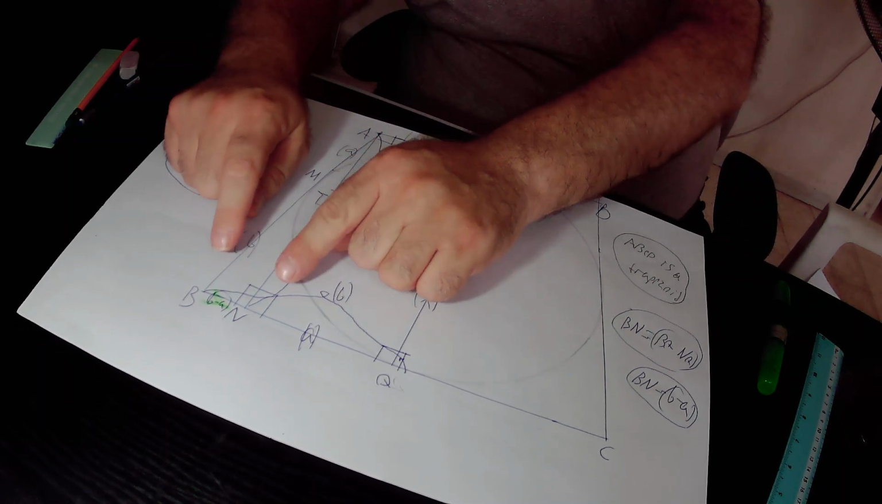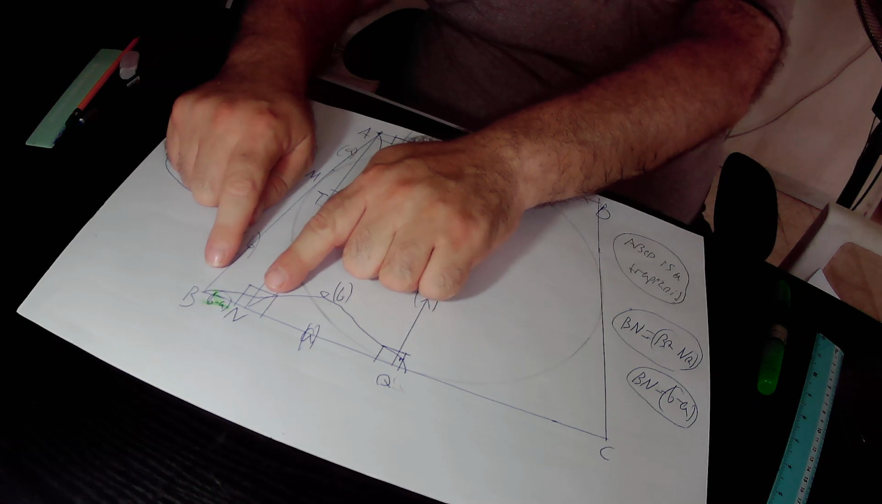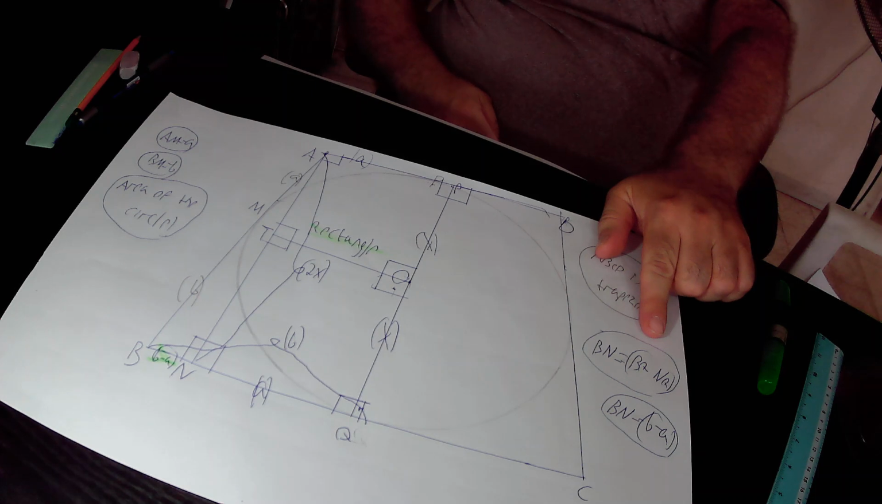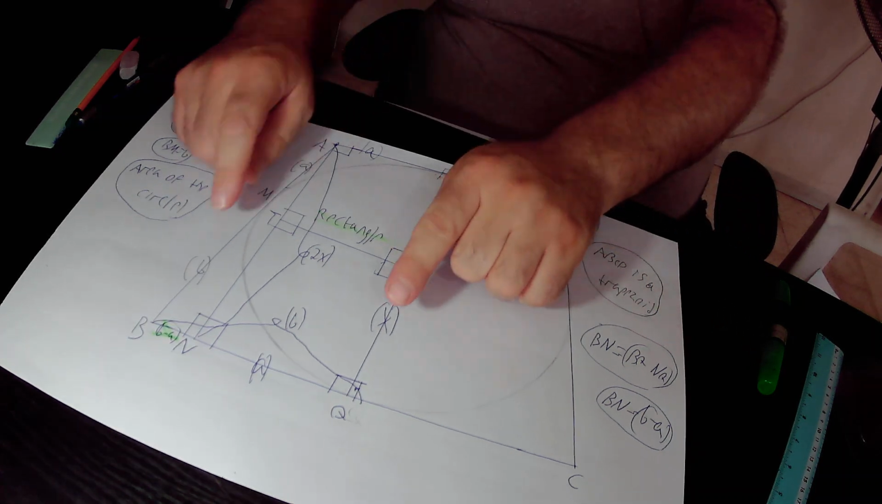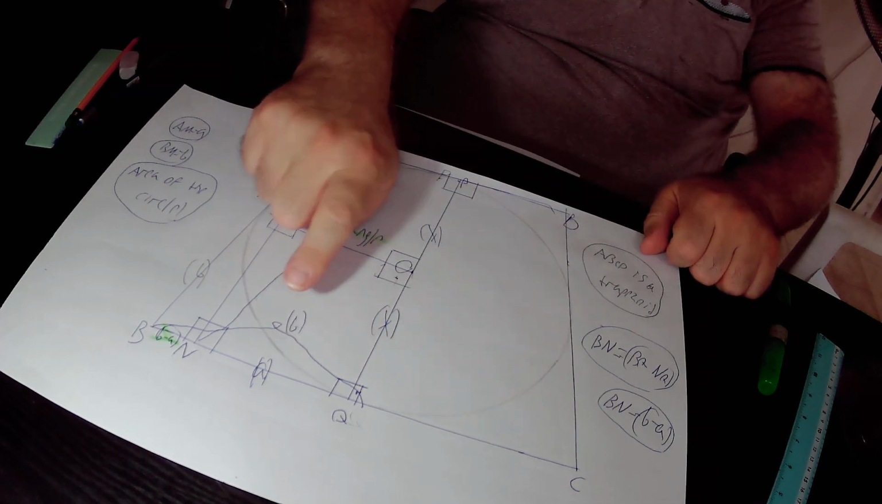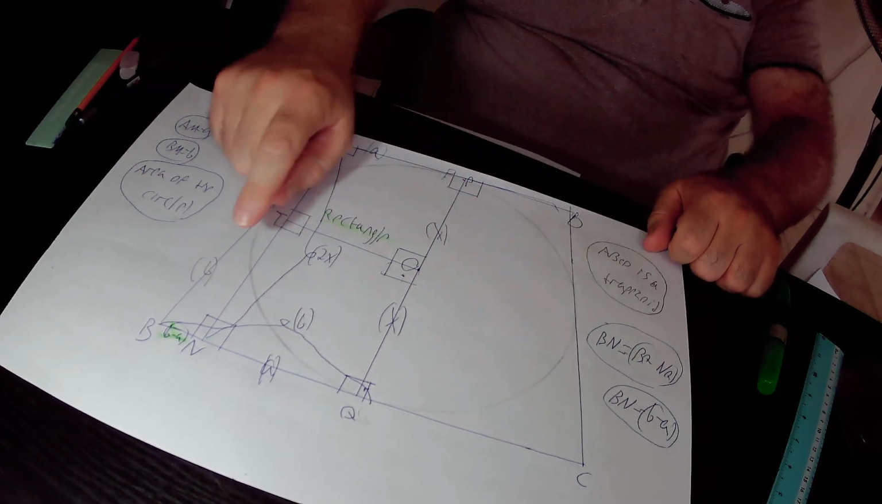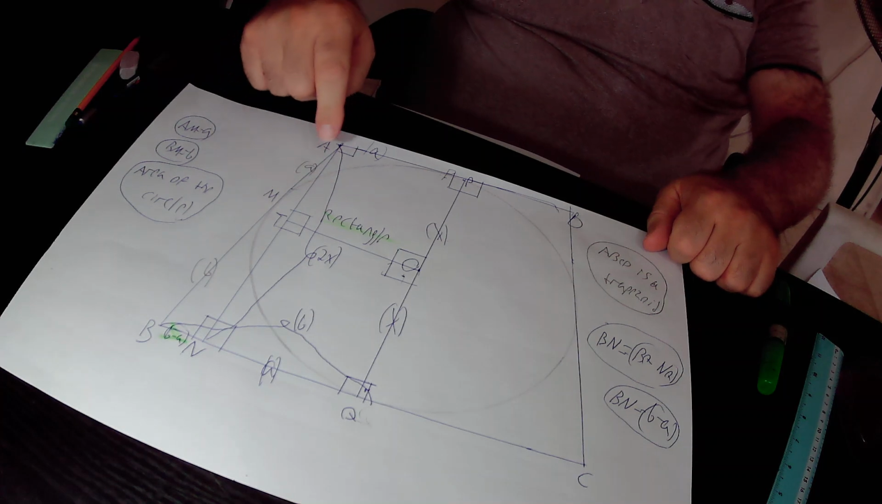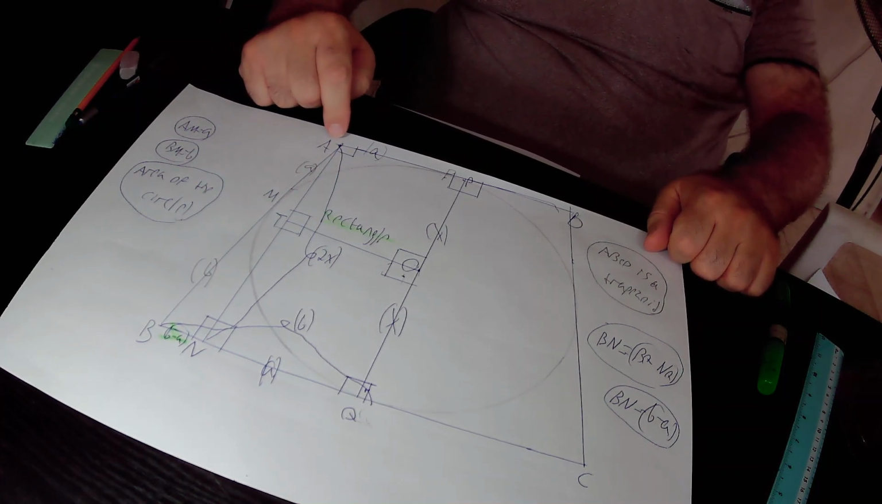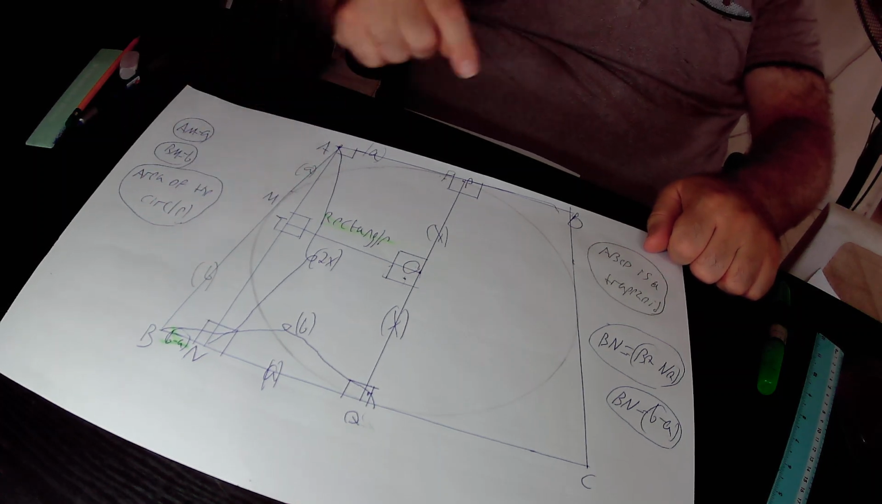What is the length of this missing line segment BN? BN equals BQ minus NQ. So BN equals BQ. BQ is b, minus NQ. NQ is a. So in total, BN equals b minus a. AN equals 2x. And AB equals a plus b.